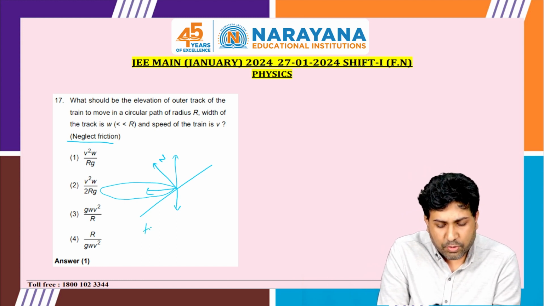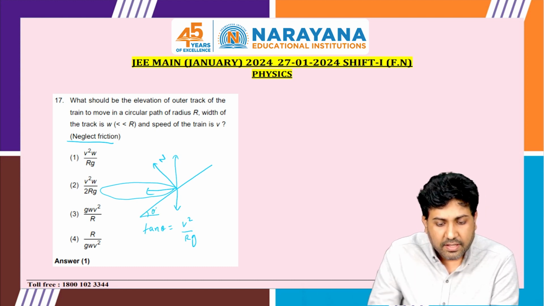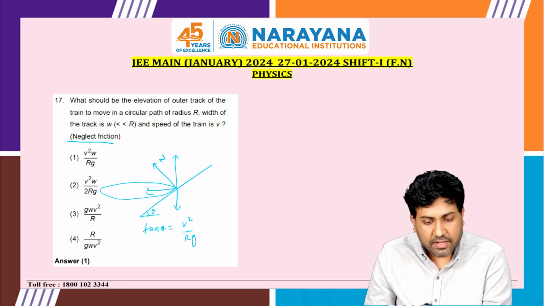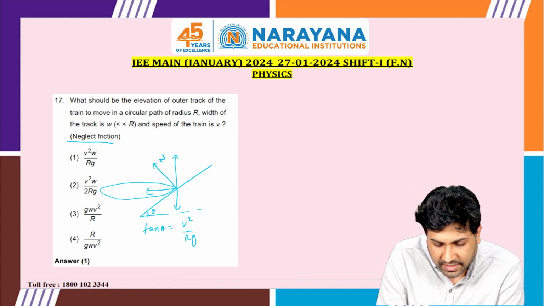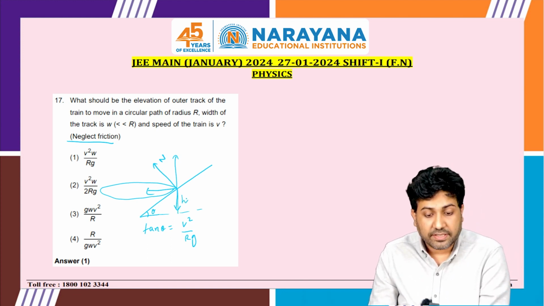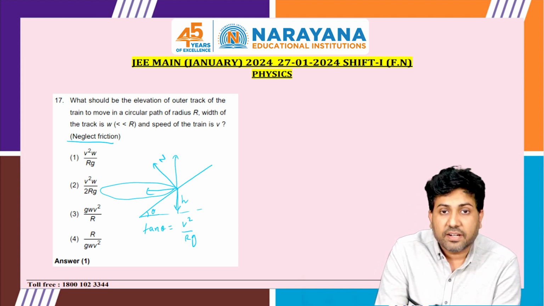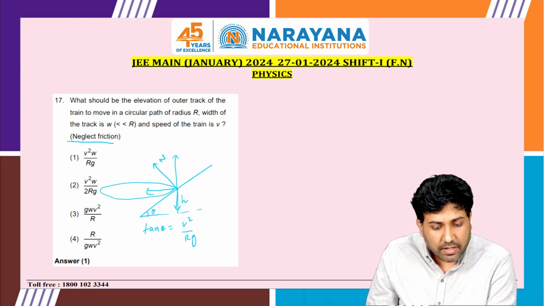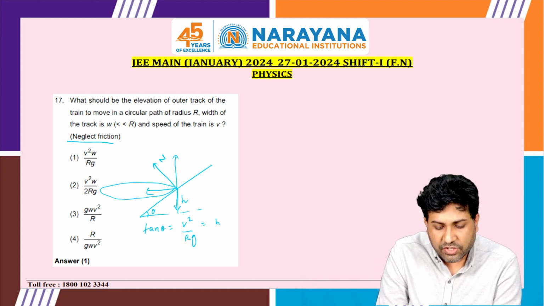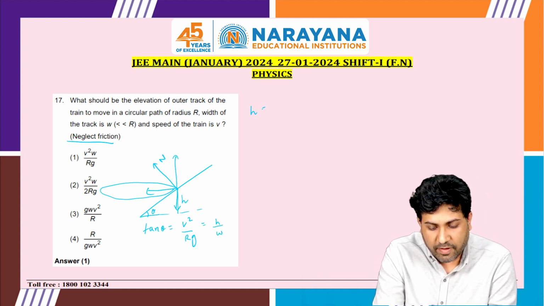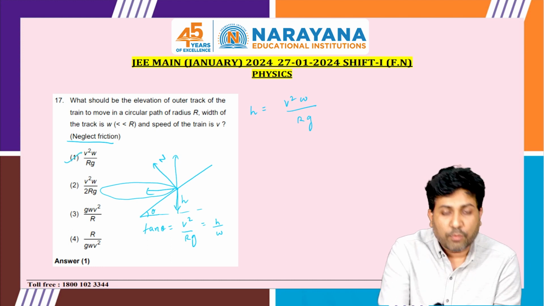Okay, and I guess you know the formula, tan theta is equal to v square by rg, where theta here is the banking angle. Okay, so what should be the elevation? They are asking you the elevation, so basically they are asking this height. What should be the elevation of the outer track with respect to the inner track? So this is the outer track, this is the inner track. Okay, if the width of the track is w, I just write tan theta is equal to h upon w. So from here I will get the value of h as v square w upon rg. That's it. This is option number 1.